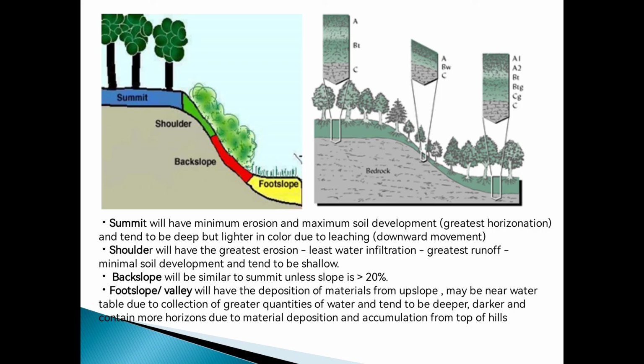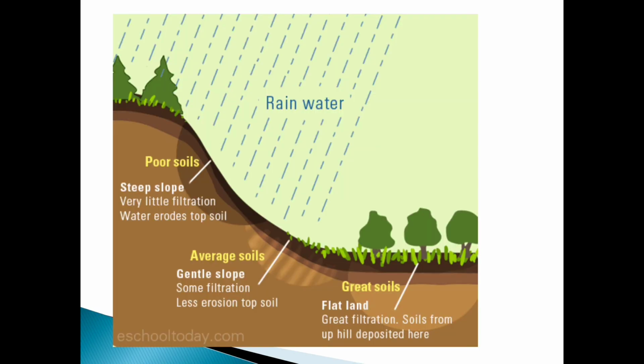So here in this photo, you can find the same area, same bedrock, but they have different soil profiles, which are formed according to the relief or the topography of the soil, kung saan siya makikita. In the shoulder part, you can have a steep slope, very little infiltration, and the water erodes the topsoil.